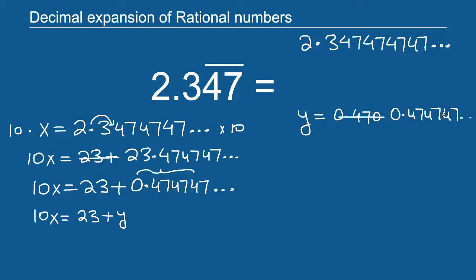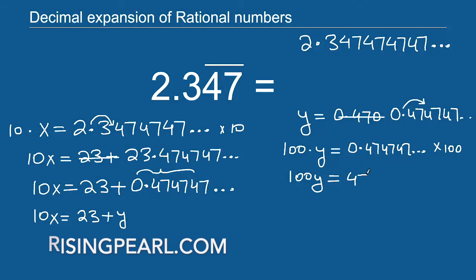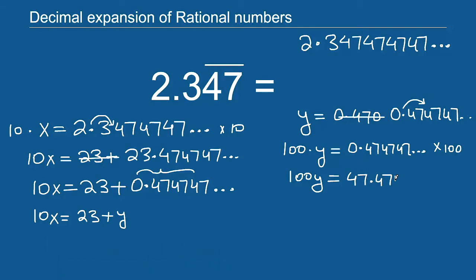Now how do we find out this? What we will do is we are going to again move the decimal 2 places to the right, because there are 2 digits that keep repeating. We can do that by multiplying both sides by 100. So if we do that, here we have 0.474747. We are multiplying both sides by 100, so we get 100y here. This will be equal to 47.474747, and so on and so forth.